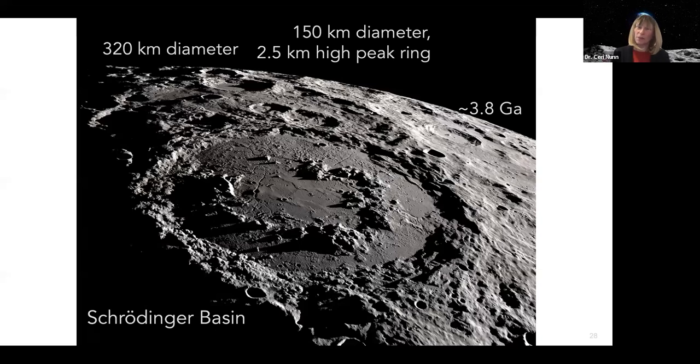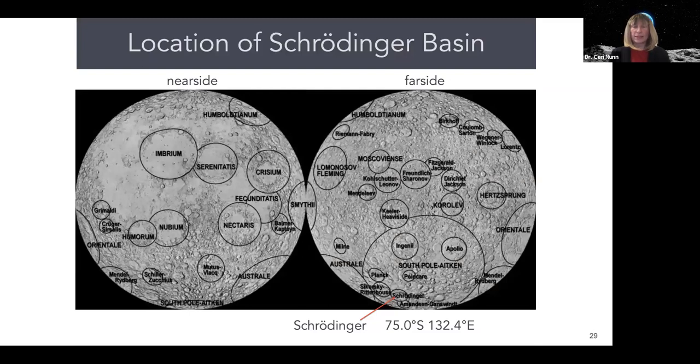One of the things I would say about it is that it has the same structure as Chicxulub, but of course it's better preserved. So that's another thing which makes it interesting to me, that we'll be able to look at some aspects of the structure of it on the Moon. It's 75 degrees south, all the way down here, and it's on the far side.